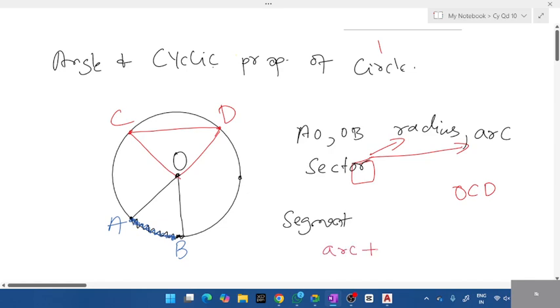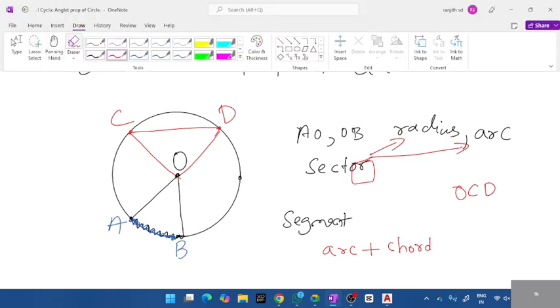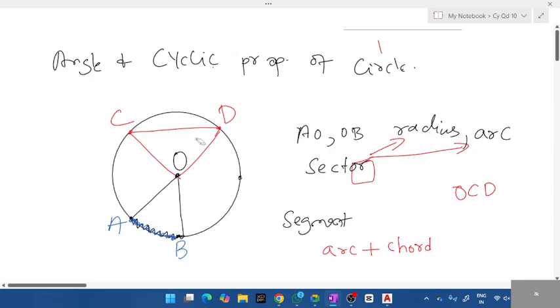R plus we need chord. Sorry, this is radius. Actually, both. Okay, it's just a triangle.